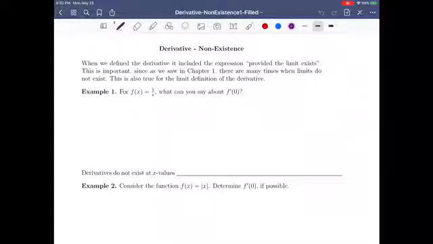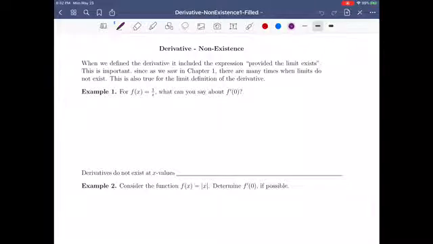In this video, we're going to focus on where the derivative does not exist and see when and why that might happen. So you might remember, or you might have noticed, when we defined the derivative that all of the definitions included this phrase, provided the limit exists. And as we know from chapter 1, there's lots of times when the limit does not exist. This is also true for the derivative and the limit definition. So we're going to look at a few examples.